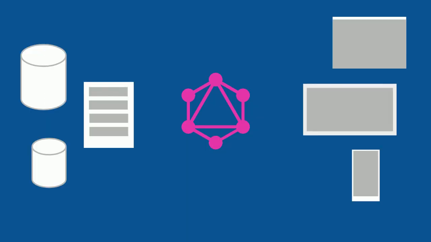GraphQL is a layer that sits in between the backend and the frontend. And the beauty of it is that in the backend you can have many different sources, and they can have many different types. You can have a database, data that you need to request from a third-party API, or just a file. GraphQL abstracts all of that complexity, and it provides a unified interface that the clients can query.